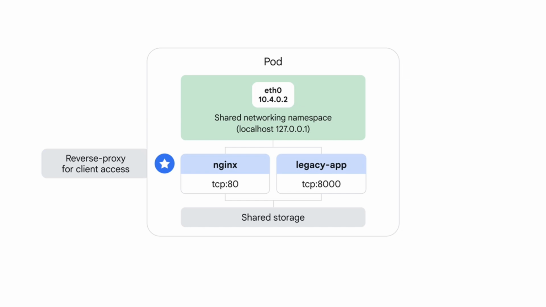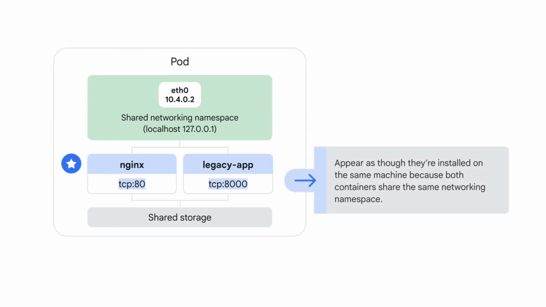If the Nginx container runs on TCP port 80 and the legacy application runs on TCP port 8000, the two containers appear as though they're installed on the same machine because both containers share the same networking namespace. The Nginx container will contact the legacy application by establishing a connection to localhost on TCP port 8000.